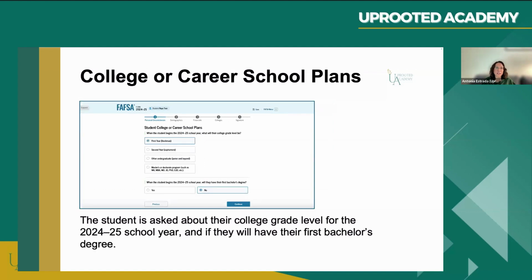Then the student is asked about their college grade level for the 24-25 school year, and if they will have their first bachelor's degree. So these questions are important as they can help determine the grant and loan eligibility, depending on what year the student is in college. So we want to make sure that the student selects the right option here for what their college grade level will be. If the student hasn't attended college before, they will be a first-year freshman student and will not yet have a bachelor's degree. So you answer freshman here and no.